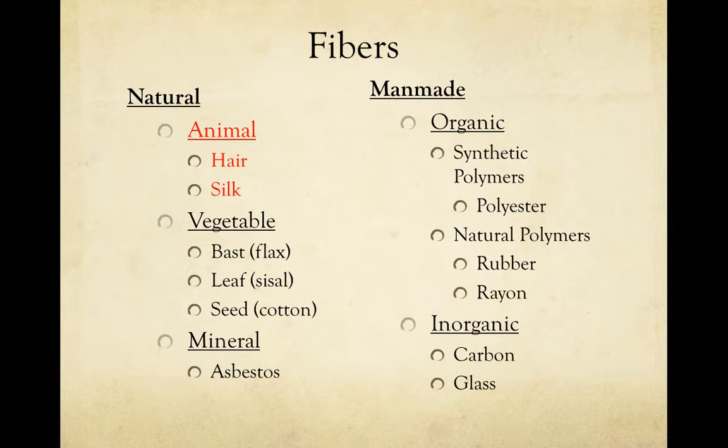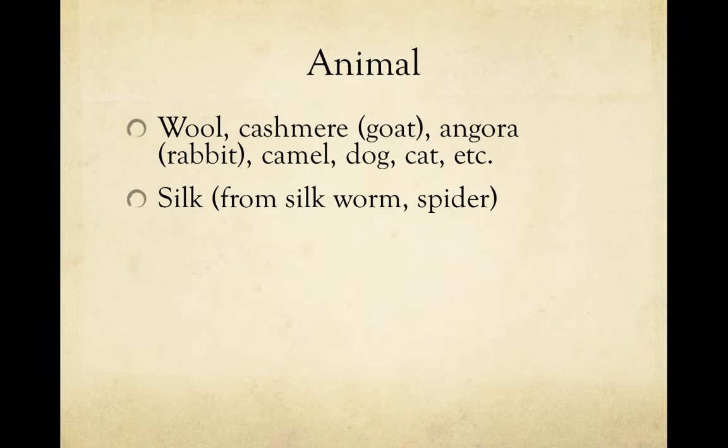Animal natural fibers are categorized into hair and silk. The most common types of animal hairs are wool from sheep, cashmere from goats, angora from rabbits, and then a less common type, camel. And then your general dog and cat hairs are very common, especially in forensics settings. And then you can also have silk, which originates from silkworms more commonly, or even spiders.